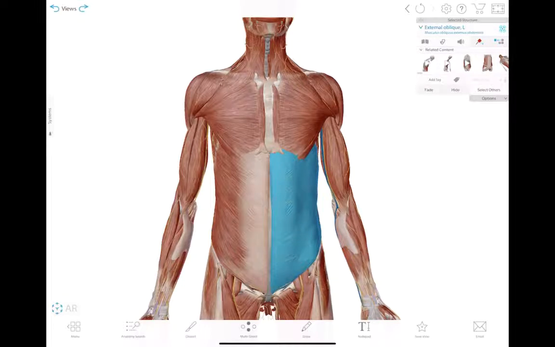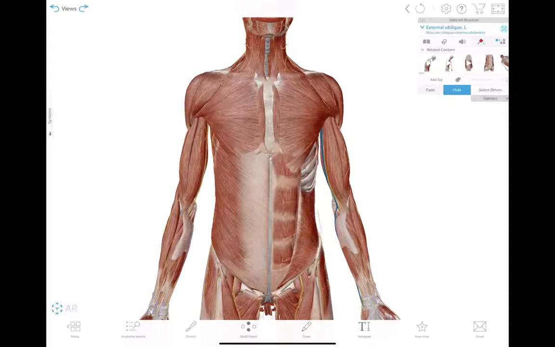So obliques just means that the muscle fibers are running at an angle, right? So you can kind of see how they're moving downward from the sides, laterally, towards the middle. They run at an angle. That's the oblique part, all right? So those are our external obliques. If we remove that guy, underneath that we can see we have a set of muscles that go vertically. All right, that is the rectus abdominis. Rectus meaning it's going straight up and down. All right, and that's the abdominis.